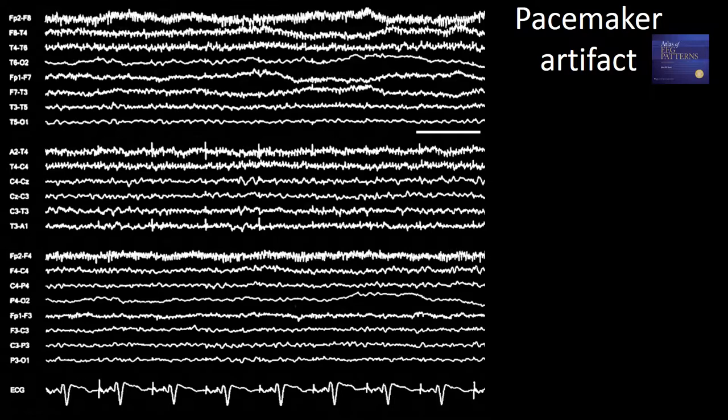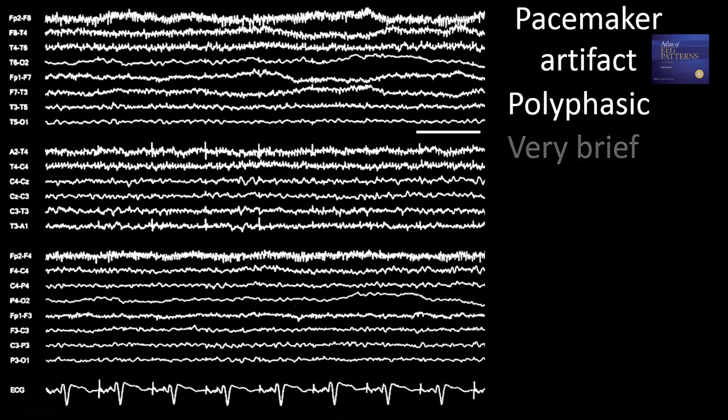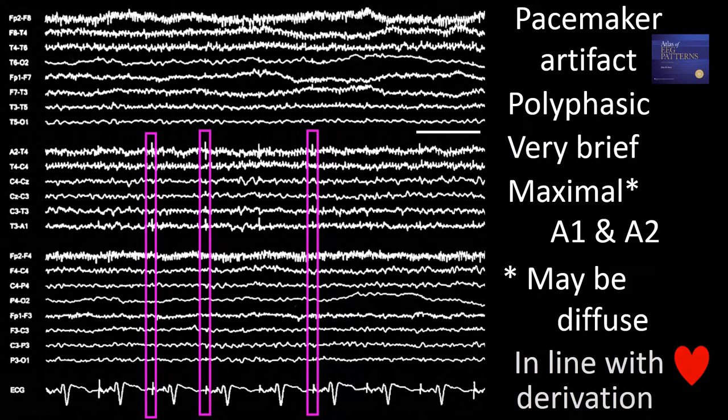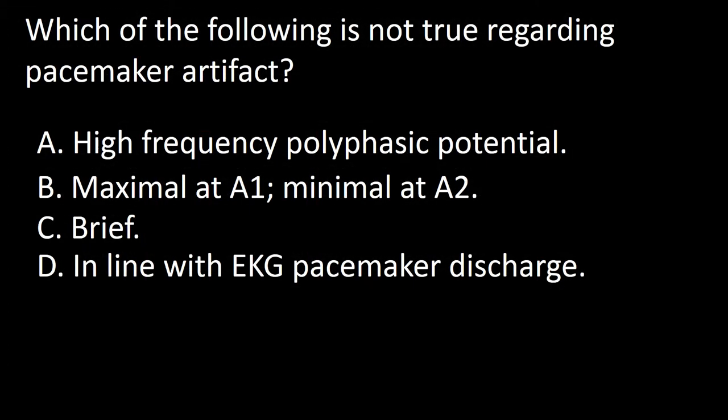Pacemaker artifacts are polyphasic, very brief, maximal at A1 and A2, but they may be diffuse. Their origin can be traced back to the heart channel. So the answer to this question is B.